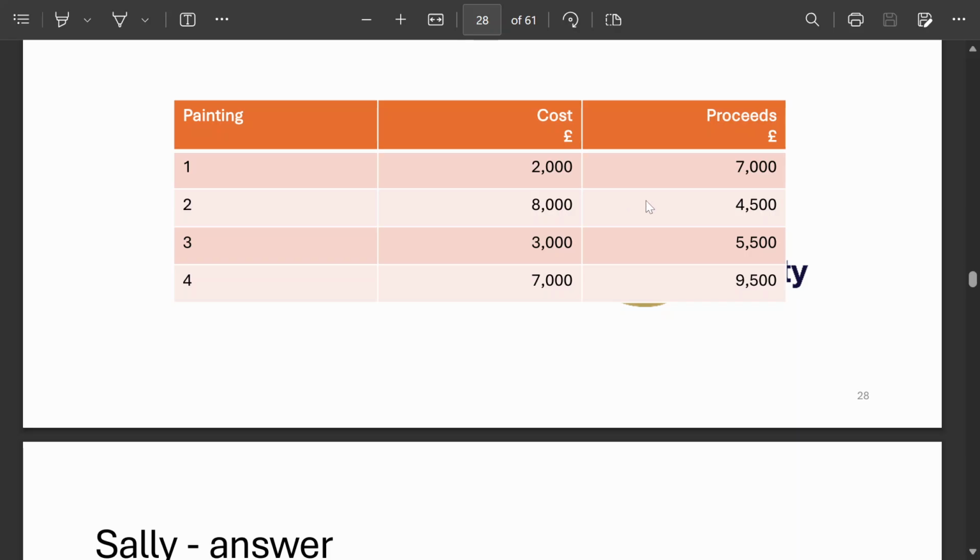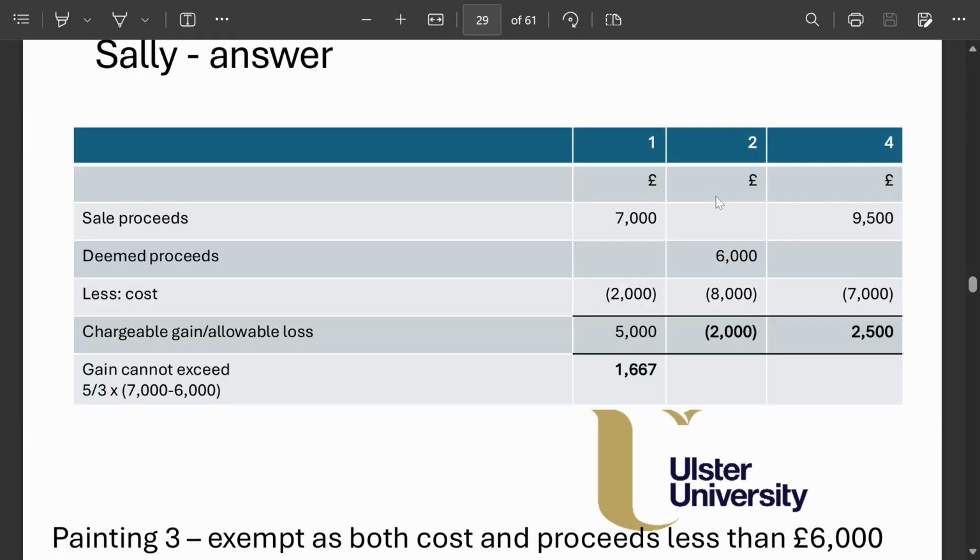So second column, first row, which means top right corner. Therefore the rule is that we will allow the loss to occur, but we will assume that the proceeds are 6K. So in this case, we assume, again, deemed proceeds. Remember this word, deemed proceeds. 6K is assumed, and then the cost is 8,000. So we have a loss of 2,000.